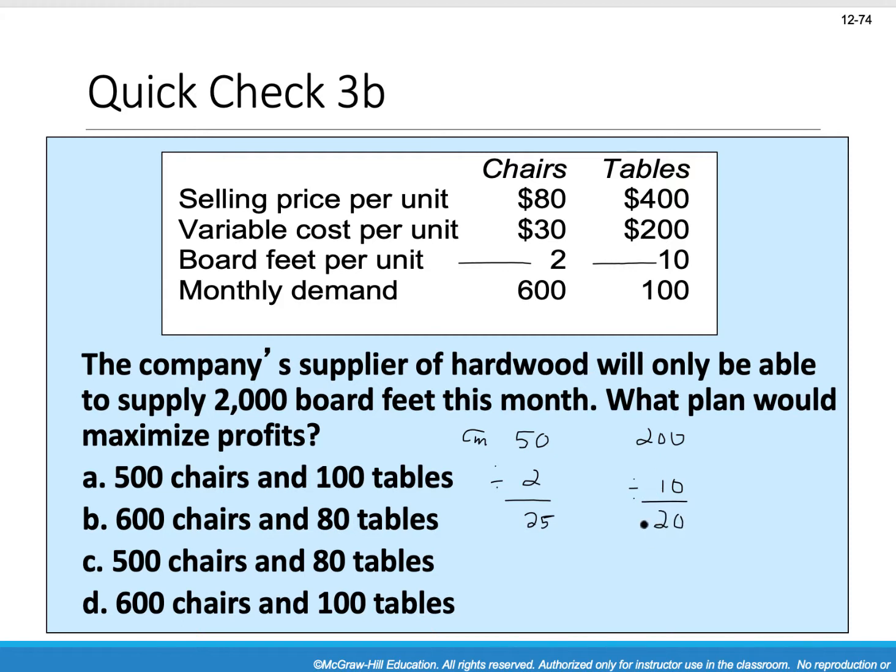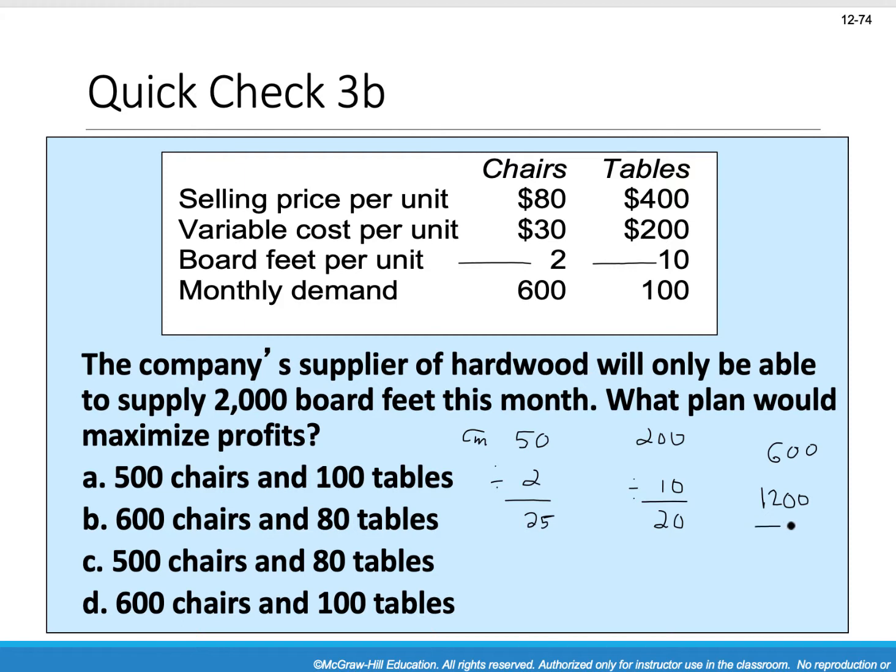So right off the bat, I'm getting more bang for my buck. So guess what I should do? I should make all of my tables, or excuse me, all of my chairs. Okay? So if I'm going to make 600 chairs, the board feet required for that, I already figured out, is 1,200 board feet. And if you're still unsure where I got that from, that's the 600 times the 2. Okay?